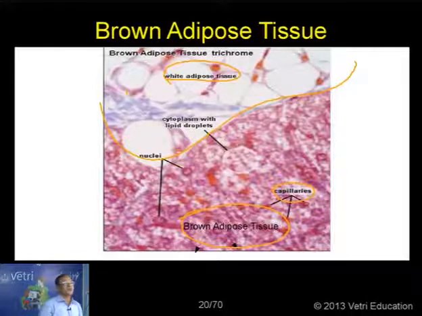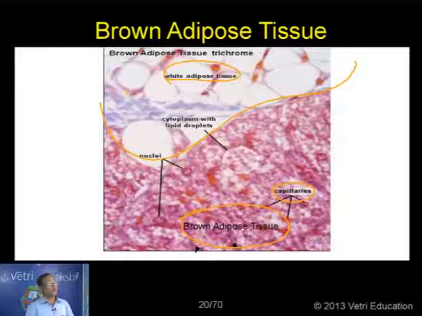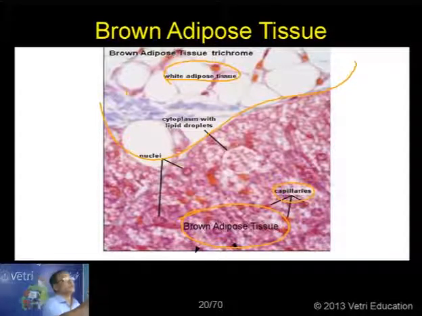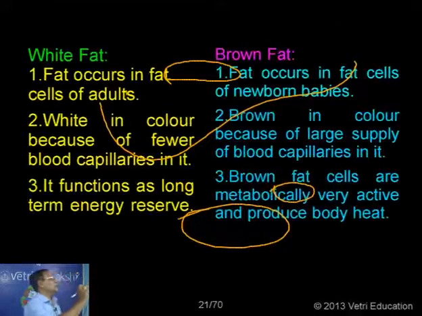So accordingly, we can classify the fat also into white fat and brown fat. So we have here brown adipose tissue and white adipose tissue. Based on the color of this adipose tissue, we can have two types of fat. One is brown fat, another one is the white fat. Now how can you differentiate the brown and the white fat?